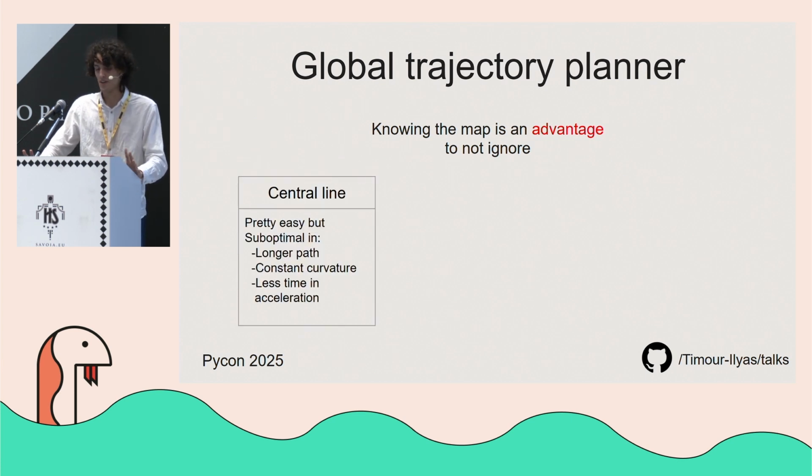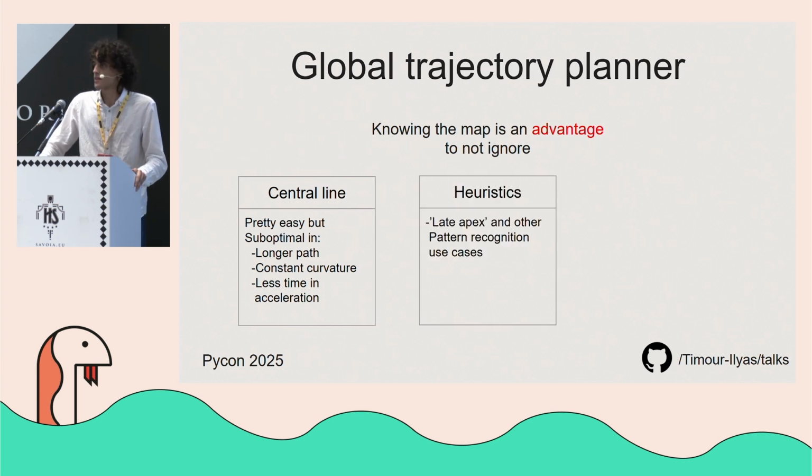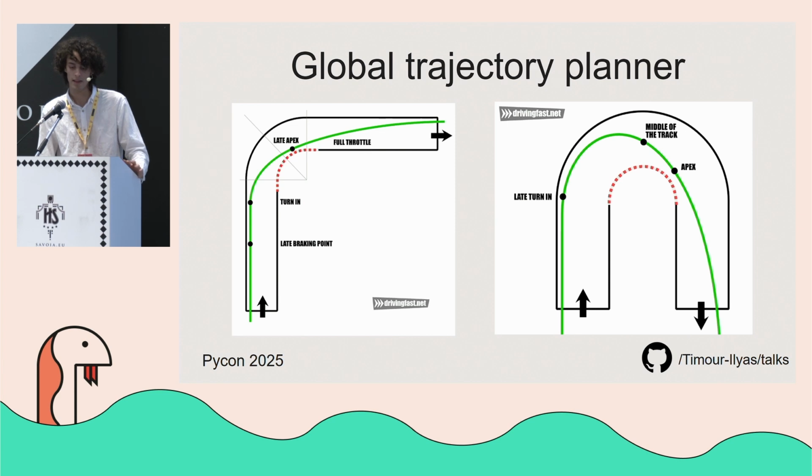And there are, of course, different ways. The simplest is to just calculate the central line. And as you can imagine, it is suboptimal, it is not the shortest, it is not the fastest, but it is the easiest. In fact, we'll see how to implement the central line solution. But then another simple way could be adding heuristics. And a simple one is, for example, late apex. Maybe if some of you like Formula 1 you could see and understand well these kinds of heuristics.